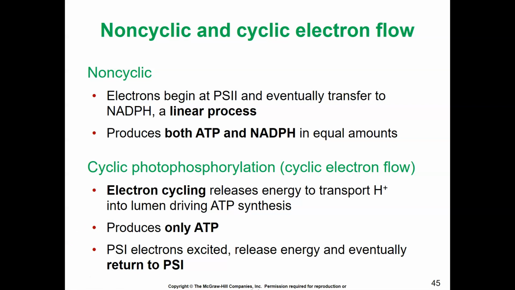Cyclic photophosphorylation, or cyclic electron flow, on the other hand, is when we cycle that electron back through the process. This ends up in the production of a high proton gradient inside the thylakoid lumen, and so we will only be producing ATP. Photosystem 1 electrons are going to get excited, they're going to release that energy, and eventually that's going to return to photosystem 1.